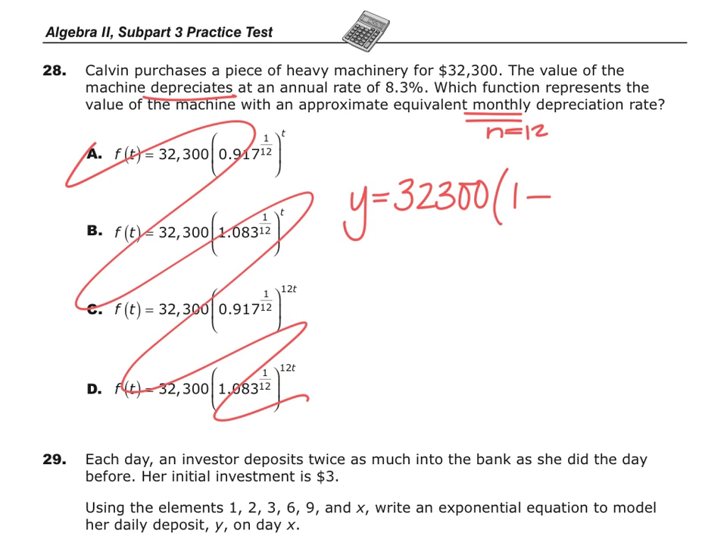So minus 0.083. Remember, we have to move the decimal 2 times. Divided by 12, and that is to the 12x power, or t. So remember that the 12 number, your N number, has to go in 2 places, at the bottom of the fraction and in the exponent. I think you all should be pretty good on those, but just so you know.